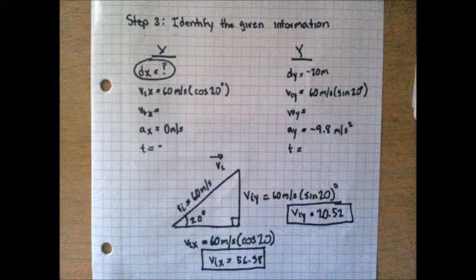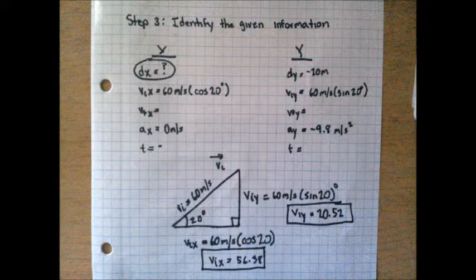So the given information, 60 meters per second and the 20 degrees, you set up as a right triangle. The 60 meters per second is the hypotenuse, and the 20 degrees is one of the angles. To find VIY, you use sine because that's opposite over hypotenuse. And to find VIX, you use cosine, which is adjacent over hypotenuse. The value of VIY is 20.52, and the value of VIX is 56.38.